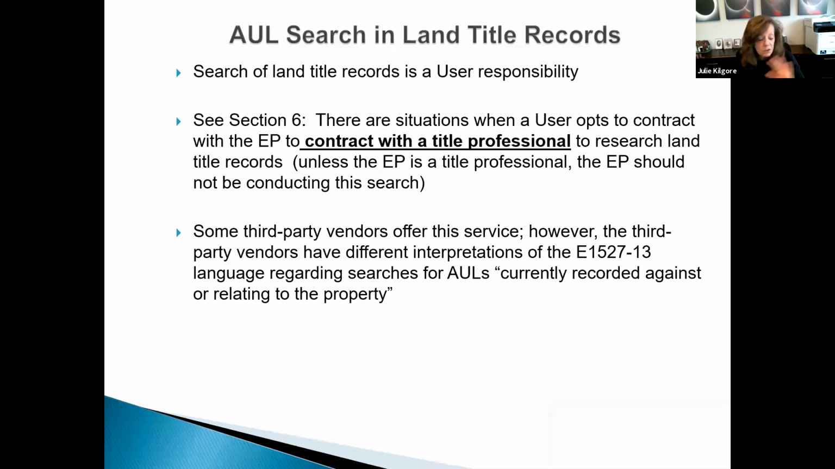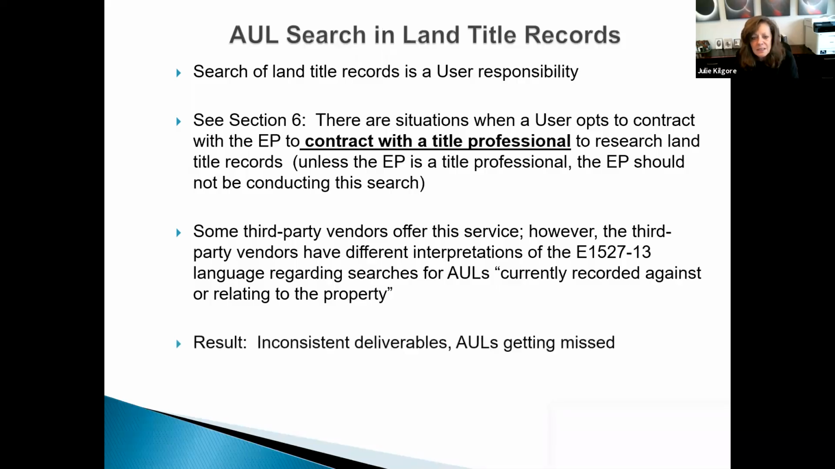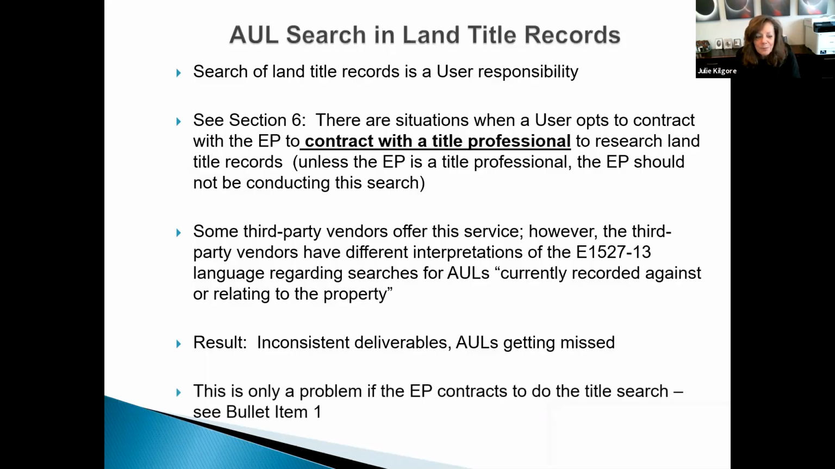So we just added some language: make sure you're going back to 1980 so that we're picking up the AULs. We were getting these inconsistent deliverables, and activity and use limitations were getting missed. But remember, this is only a problem if the user asks the environmental professional to contract to get this information. So you go back up to bullet 1 on the presentation here. This has always been a user responsibility. So it's important for environmental professionals to understand what the problem was that we needed to solve in the standard, so that if you are asked or contracted to do these AUL searches, you need to understand what you're getting, what you need to get, and the questions you're trying to get answered.